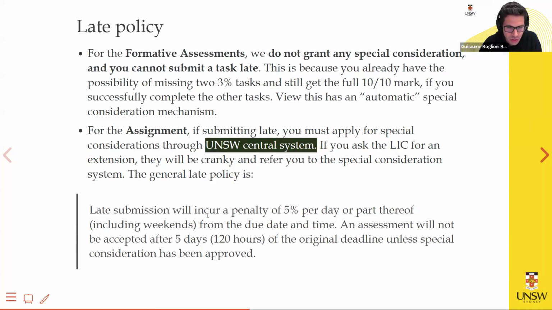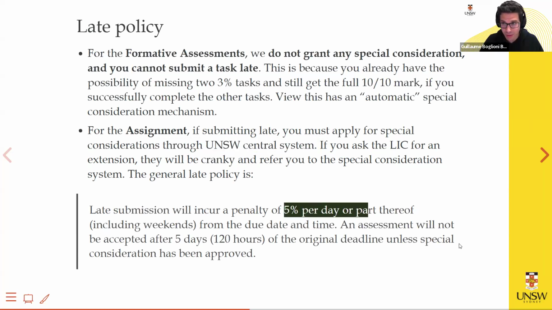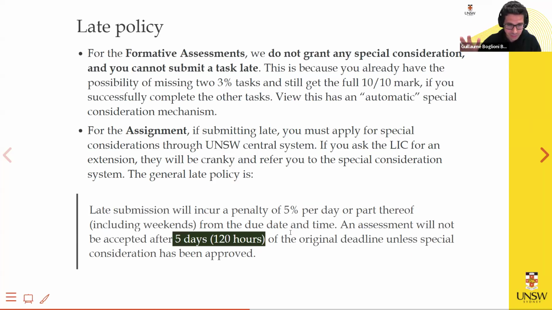Okay, late submissions for the assignment will incur a penalty of 5% per day, okay? But any partial day, right? So 1 minute late, it's already 5% penalty. 1 day and 1 minute, 10% penalty, and so on. But up to 5 days, right? So if you submit more than 5 days late, you get 0.